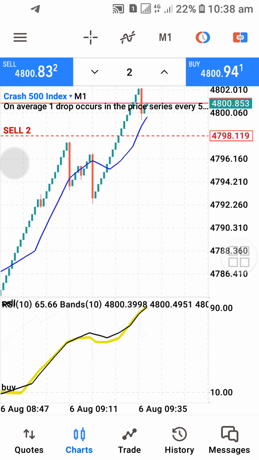Before I forget, I'm going to share the settings we are using here. But trust me, this is a spike detector strategy. I'm expecting more spikes to come. Even after this video, I don't think I'm going to be closing out. I will hold on to this, and the spike will come.